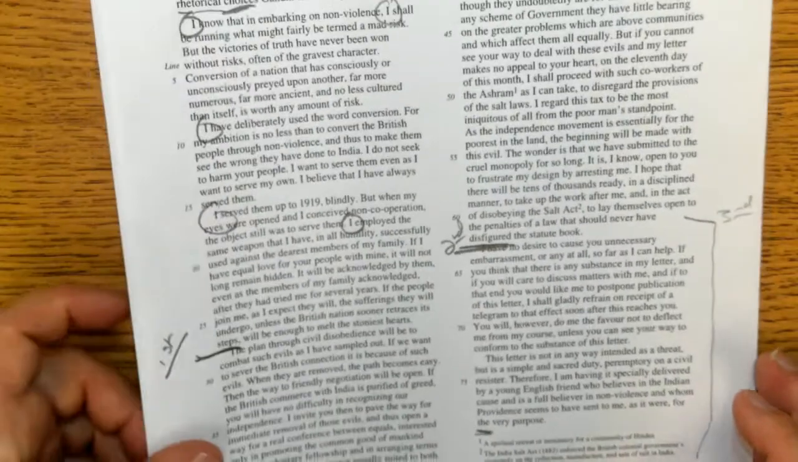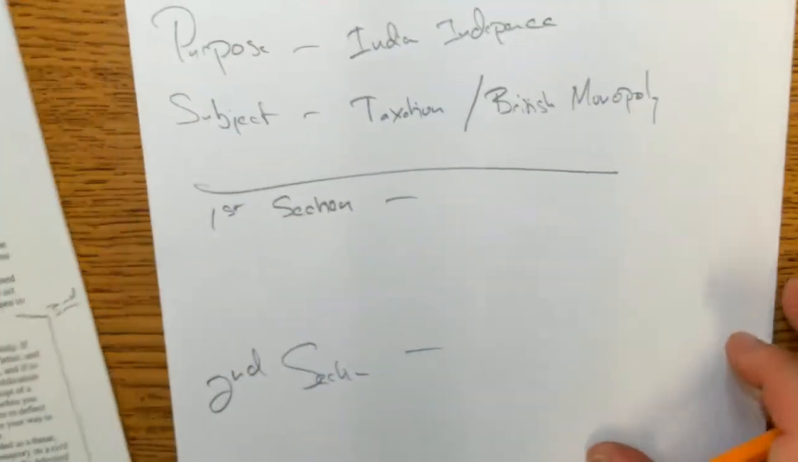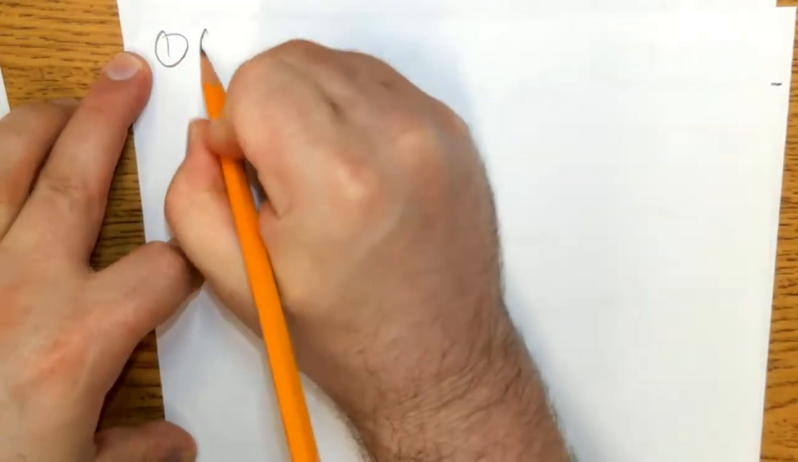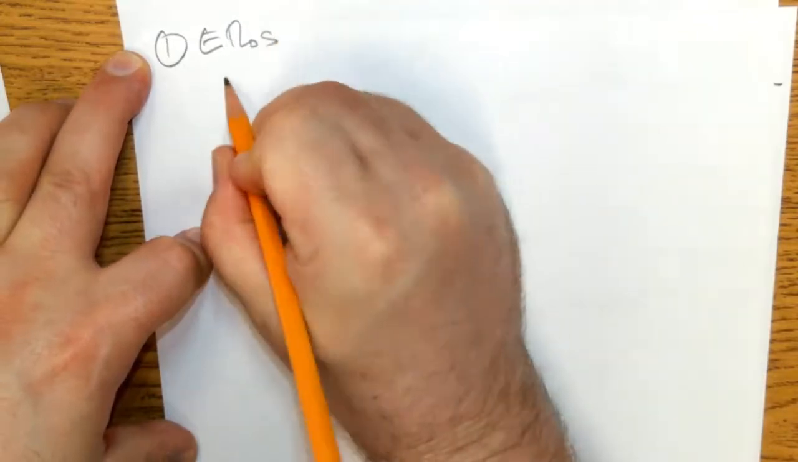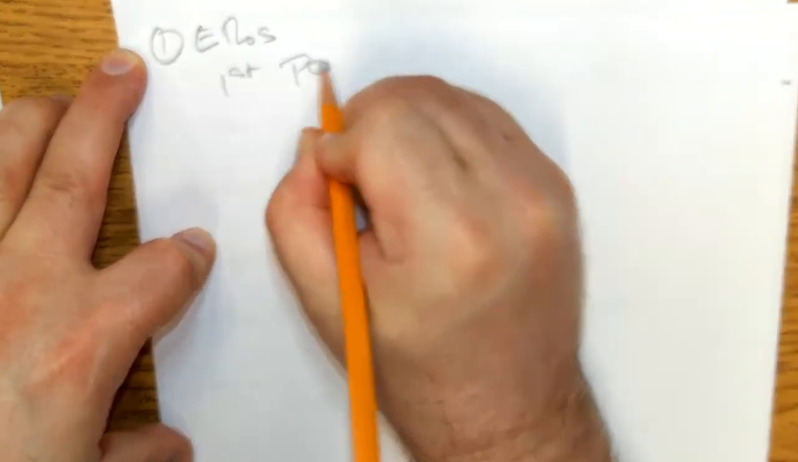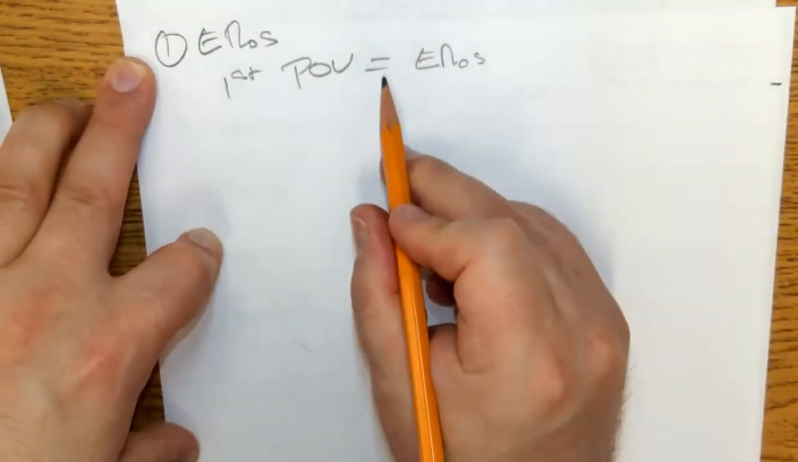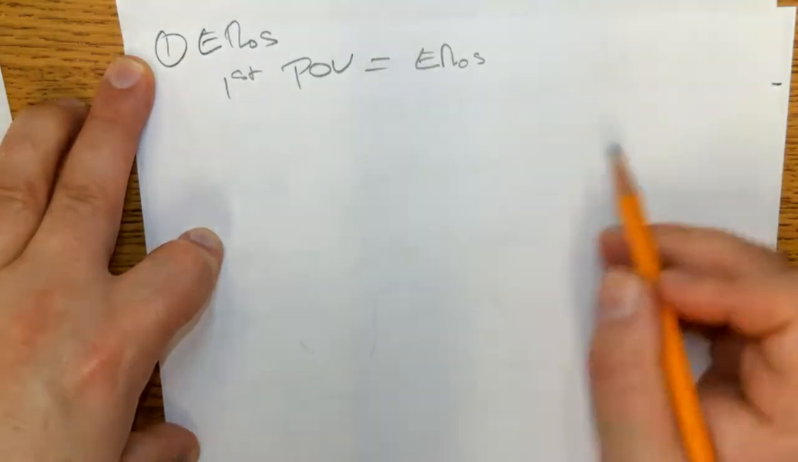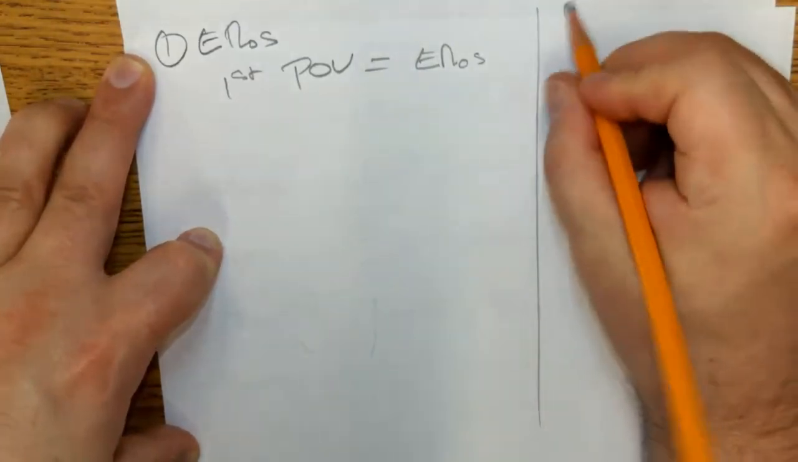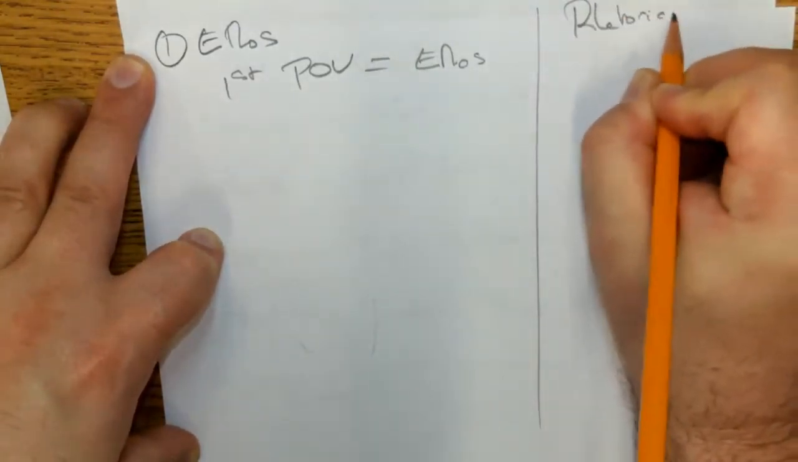So what we're going to end up doing is we're going to say, okay, it's a lot of I's, right? Number one, ethos. So first point of view, it's going to be ethos. That's going to be the big thing, because what are we looking for here? We're looking for rhetorical strategies.